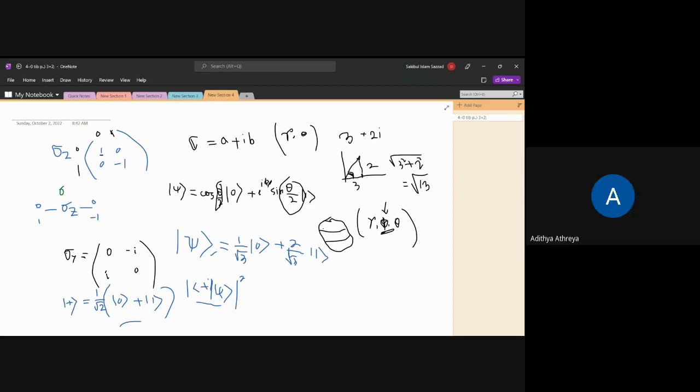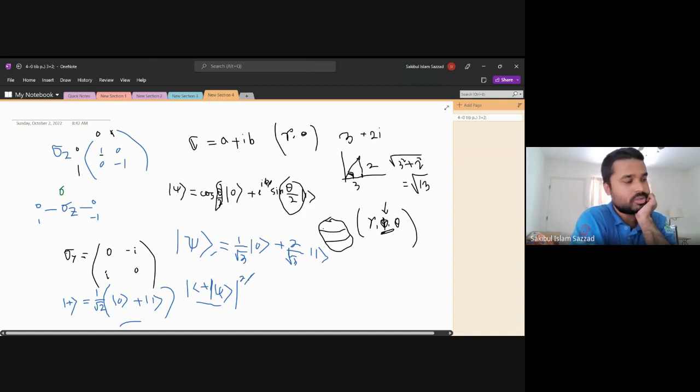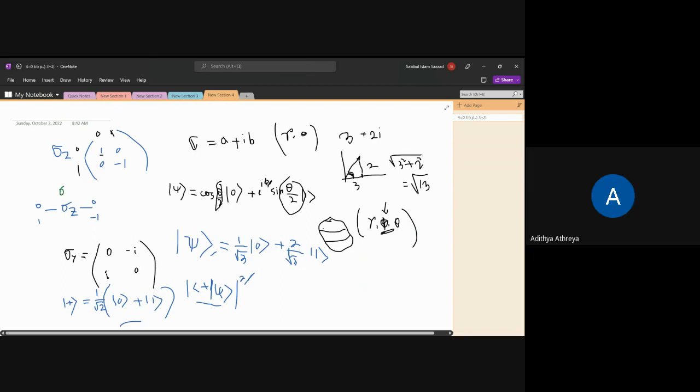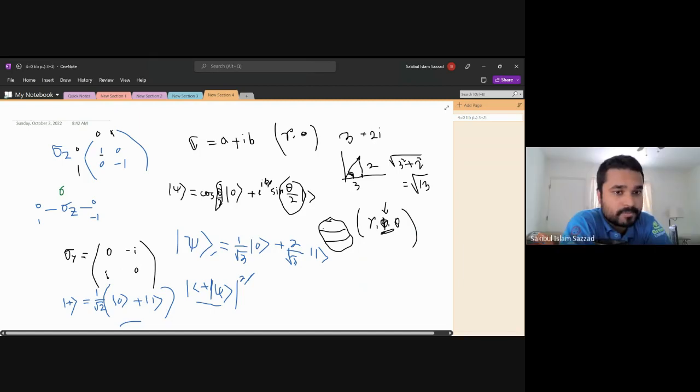Sir, is the inner product squared? You want the modulus squared? Yes, this one is squared. Is it 5 by 6, sir? 5 by 6. Yes, sir.